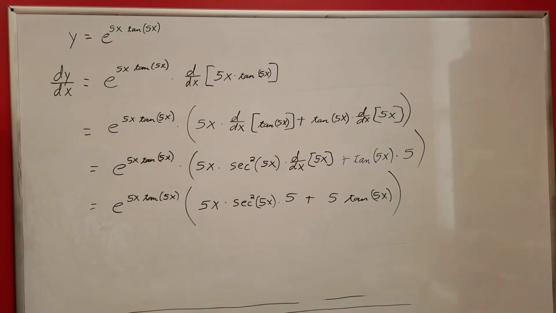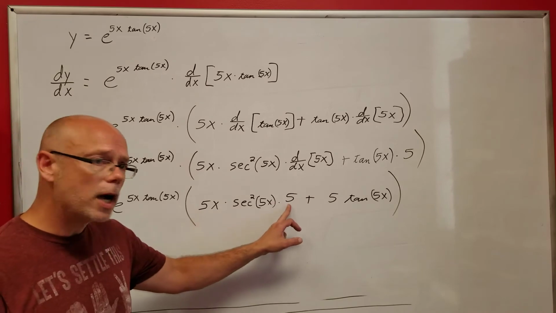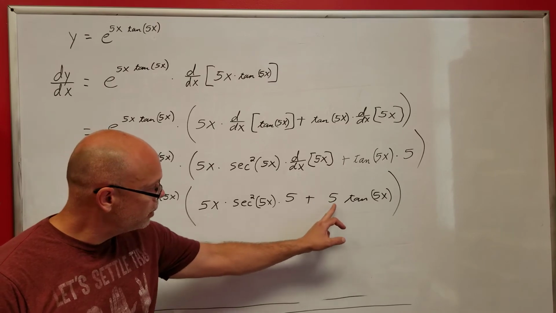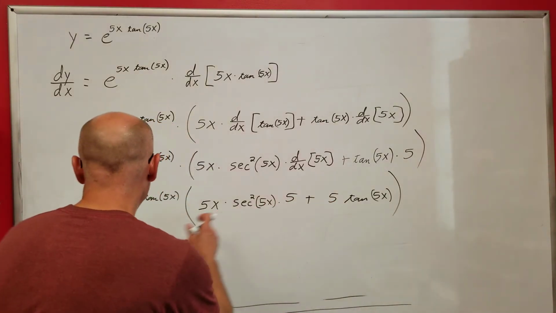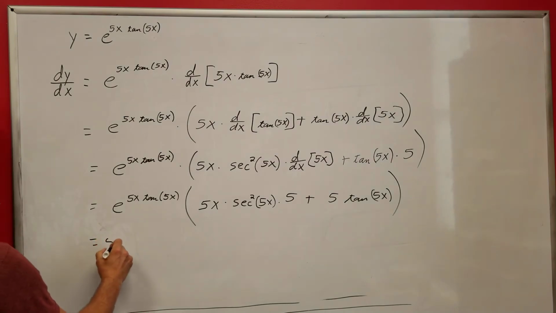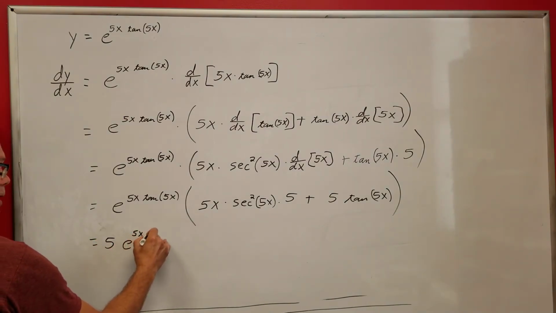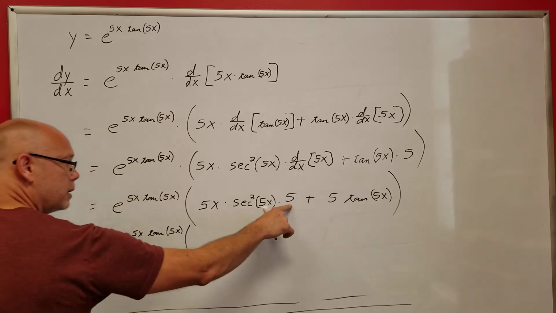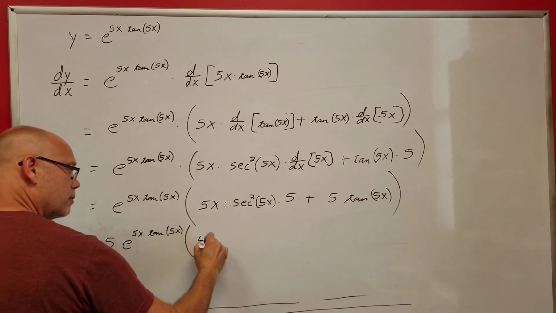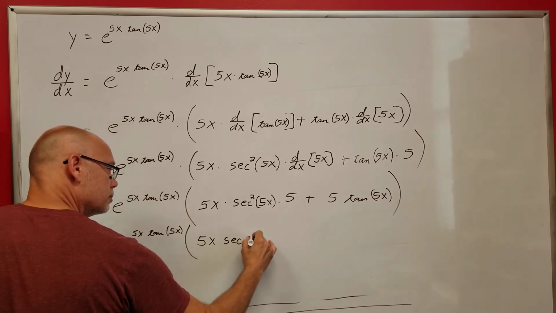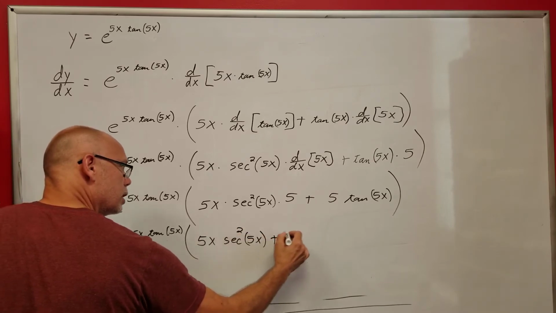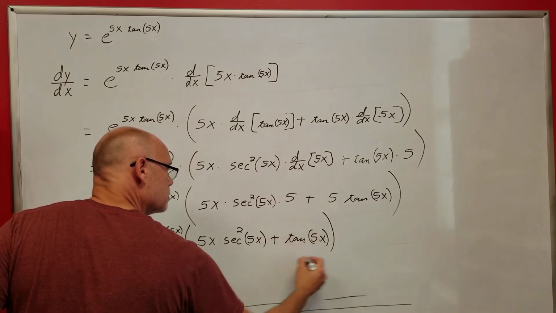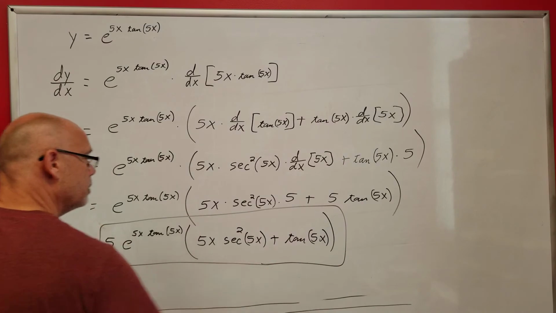Now, I have some options here. I could say 5x times this 5 gives me 25x. Or I could look at it like I have a factor of 5 here, a factor of 5 here. So let me factor the 5 out to the outside here. And we get 5 e to the 5x tangent of 5x times, if I factor this 5 out, I'm left with this stuff, 5x secant 5x squared, plus if I factor this 5 out, I'm left with tangent of 5x. That's one way I can write my answer.